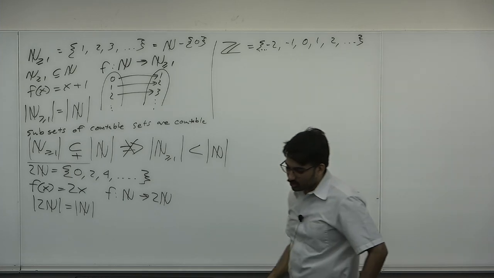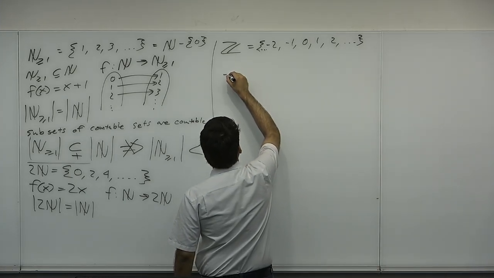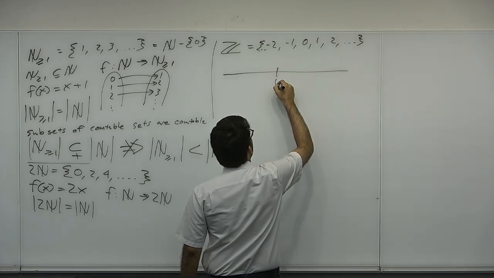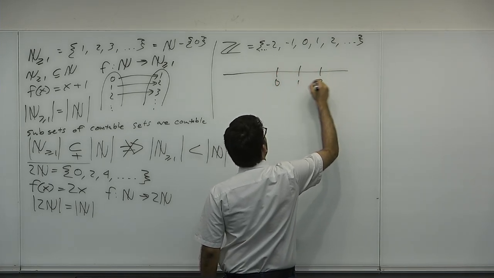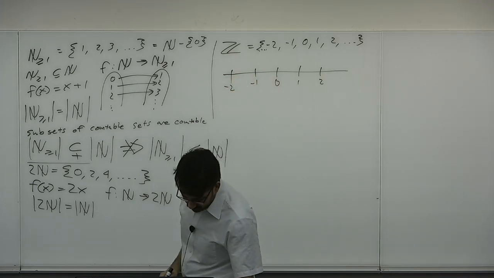Wait, so this is also troubling to find the function. So I'm going to give you the picture. Here's the integer line: 0, 1, 2, negative 1, negative 2. Make sure I got this exact.